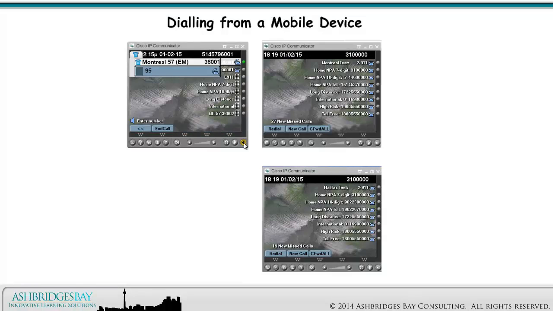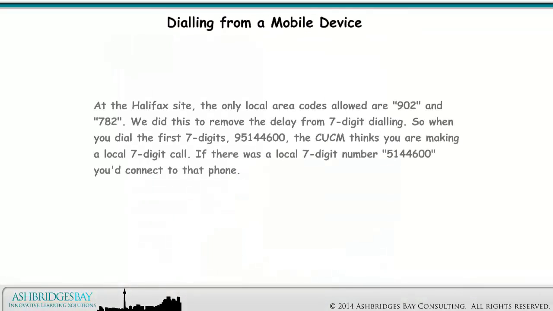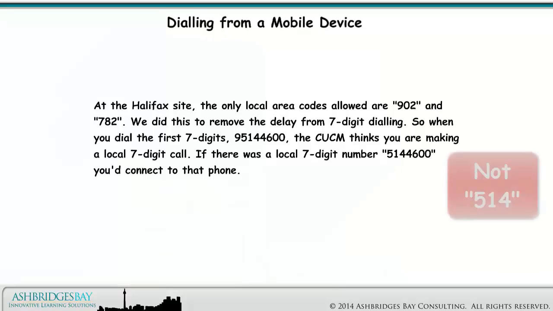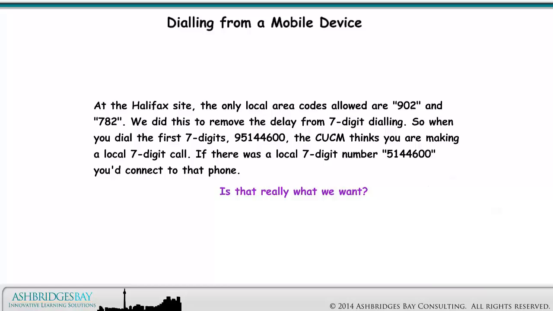When we dial local area code 514, we get fast busy after 7 digits have been dialed. Why? At the Halifax site, the only local area codes allowed are 902 and 782. We did this to remove the delay from 7-digit dialing. So when you dial the first 7 digits, 9-514-4600, the CUCM thinks you are making a local 7-digit call. If there was a local 7-digit number, 514-4600, you'd connect to that phone. Is that really what we want?